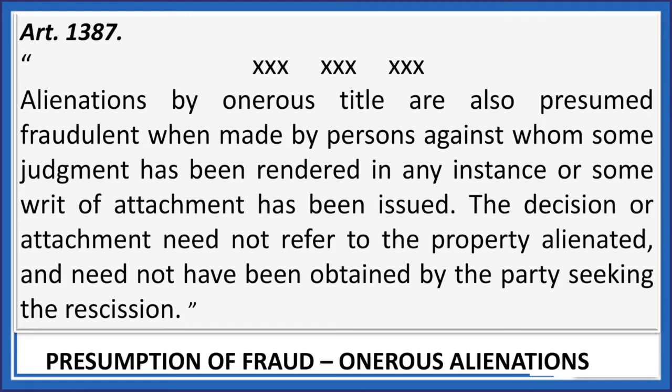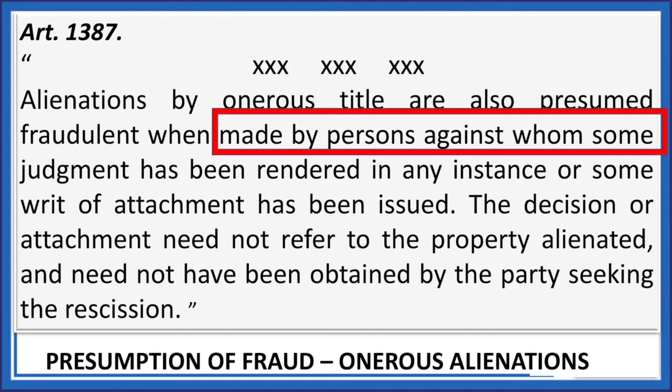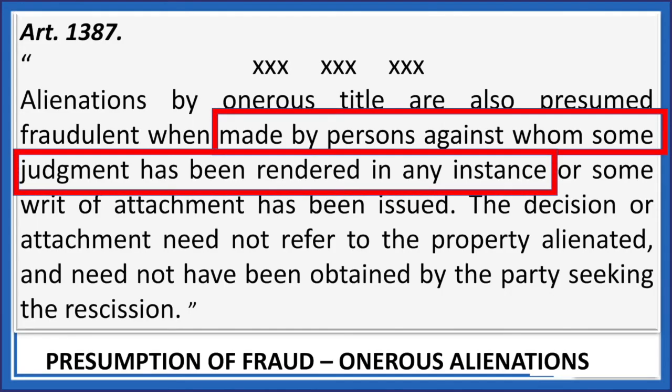Sa onerous alienations naman, magkakaroon ng presumption ng fraud, magkakaroon ng presumption that that transaction was made to defraud the creditors. First, pag daw ito, when made by a person against whom some judgment has been rendered in any instance. So, meron ng judgment na na-render sa kanya, or against whom some writ of attachment has been issued. Okay? Kung meron ng judgment or some writ of attachment na na-issue, tapos binenta mo pa rin yung property mo, so, magkakaroon ng presumption na it was done fraudulently to defraud your creditors.